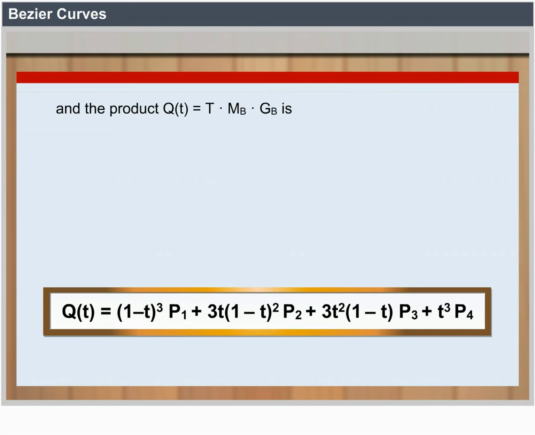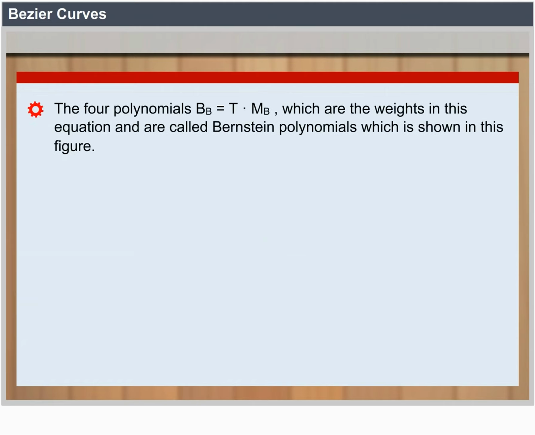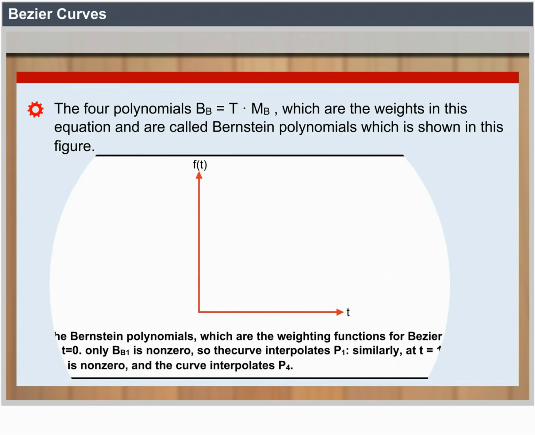Q of T equals (1 minus T) cubed into P1 plus 3T into (1 minus T) whole squared into P2 plus 3T squared into (1 minus T) into P3 plus T cubed into P4. The four polynomials BB equals T and MB, which are the weights in this equation, are called the Bernstein polynomials and are shown in this figure.